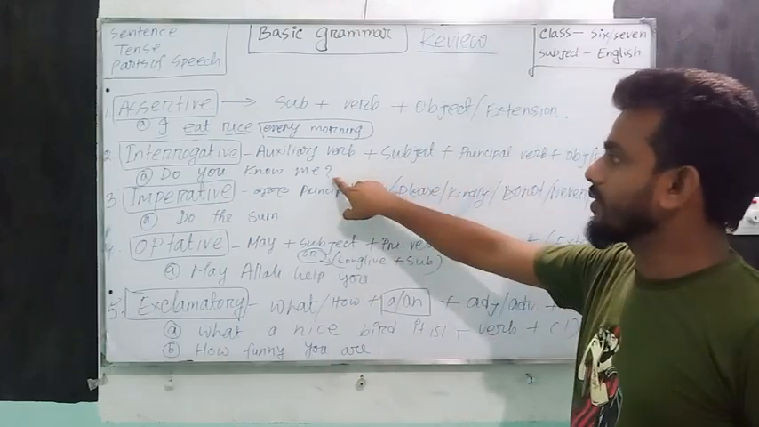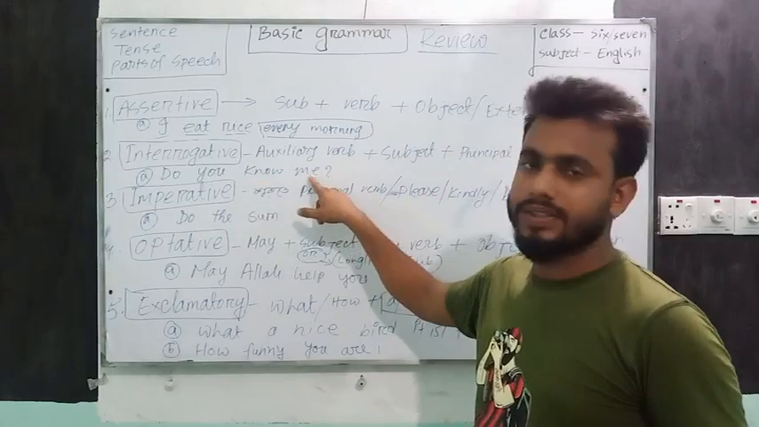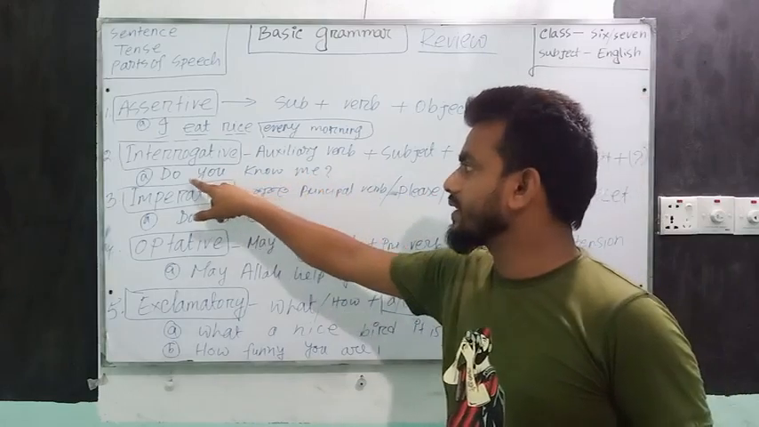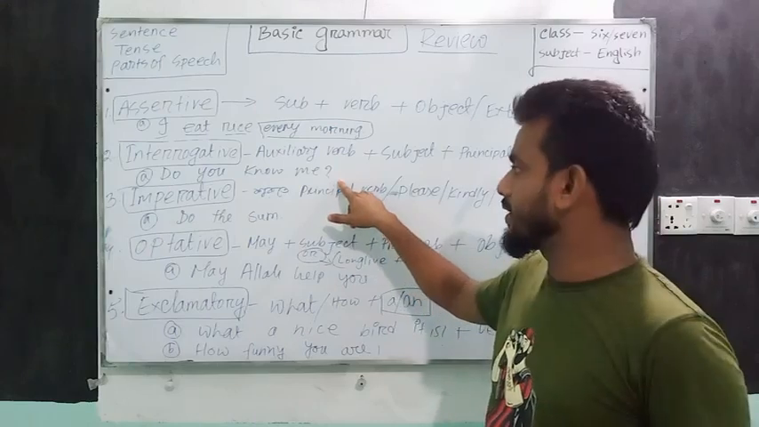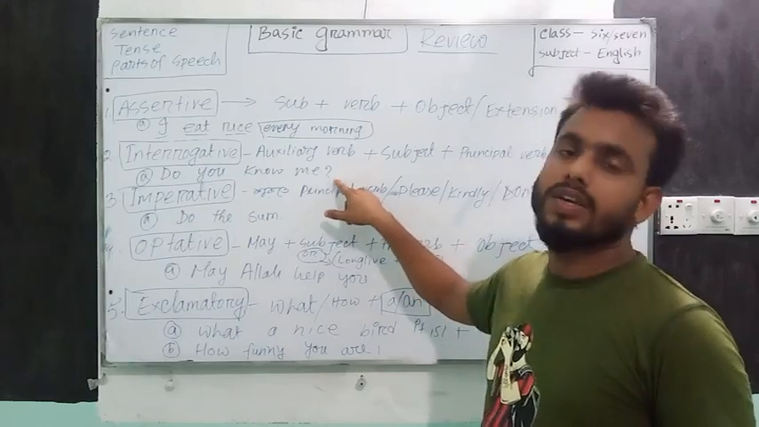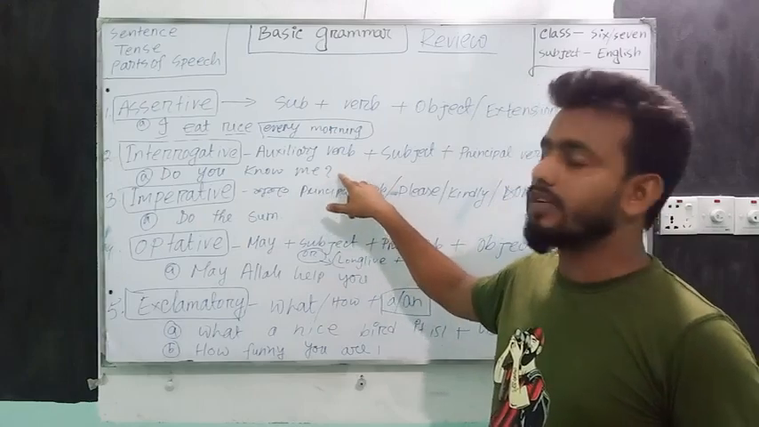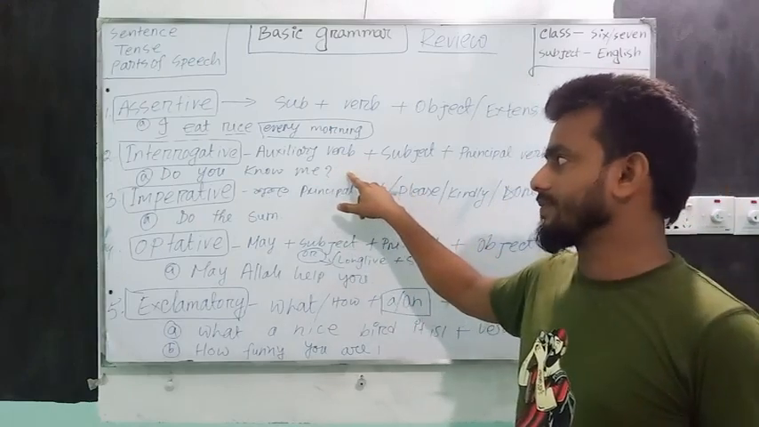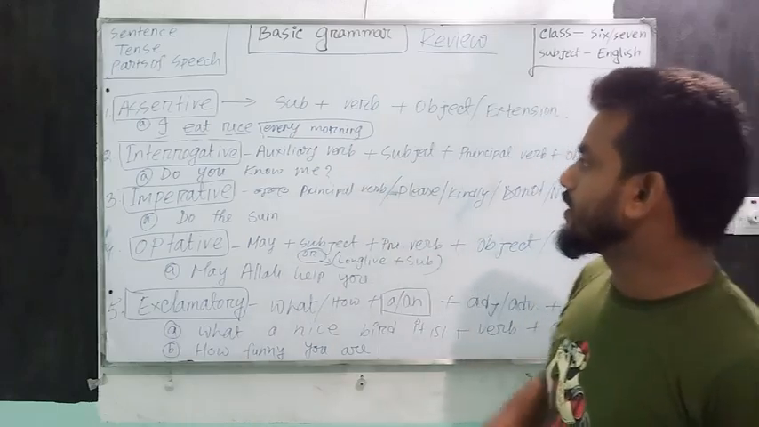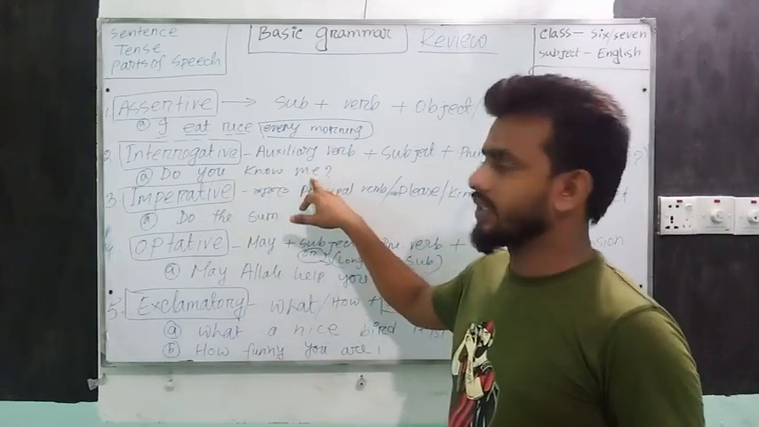There is a question mark. Do you know me? Do you know me? That means this is a sentence, and here is a question mark. In the sentence, at the end is a question mark. So whenever you find any question mark in any sentence, you have to call the sentence an interrogative sentence. So, dear students, do you know me?